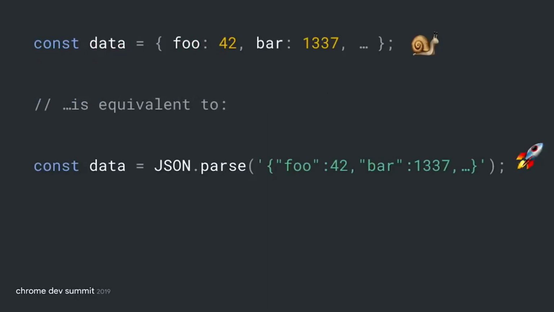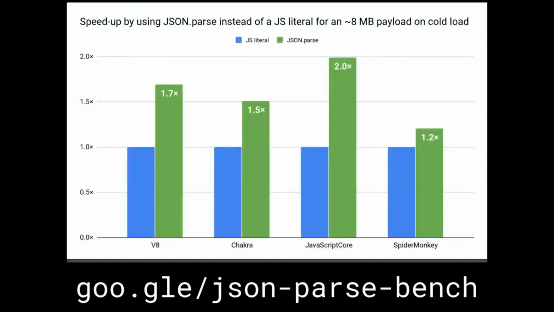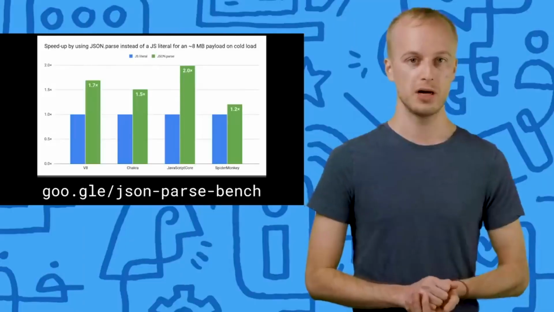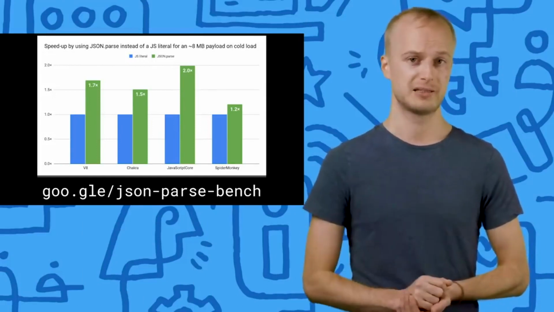And that's why, especially for large objects, it's faster to use JSON.parse than to use a JavaScript object literal. At this point, you're probably wondering, how much faster is it exactly? We measured this for an 8 megabyte payload on cold loads with no caching, and found that in V8 and Chrome, the JSON.parse technique is 1.7 times as fast as the object literal. And the speedup applies to other JavaScript engines and browsers as well. In Safari and JavaScriptCore, the difference is even greater. There, JSON.parse is twice as fast.